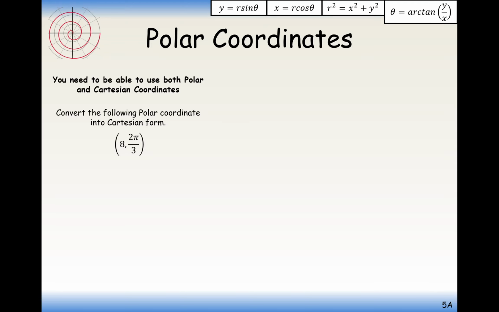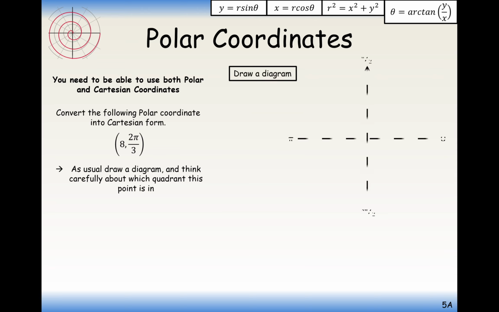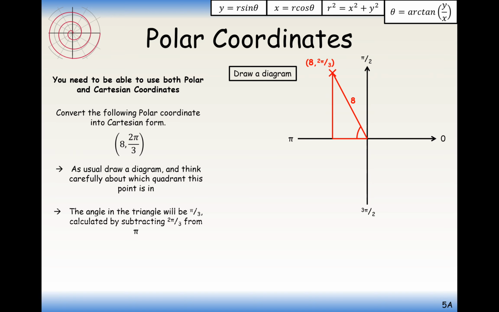Okay, so let's have a go at another one in polar coordinates to Cartesian coordinates. So we're doing 8 and then 2 pi by 3 radians as the angle of rotation round. So that's not quite pi, it's 2 pi by 3, so it would be up in the top left of the diagram with a radius of 8. So we now need to work out the x coordinate and the y coordinate using our two formulas from above.